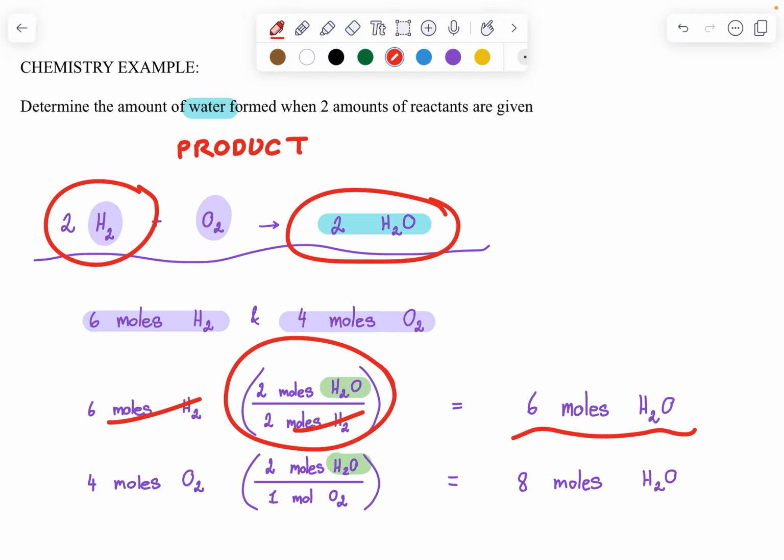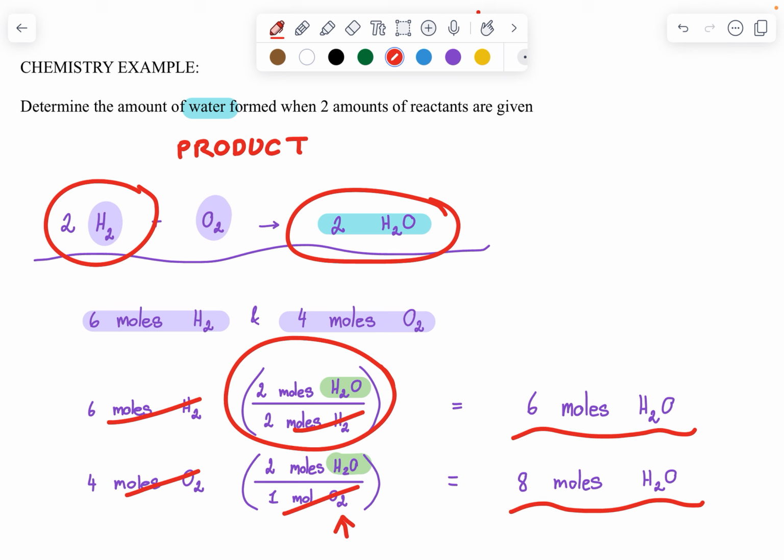Now we repeat this process. Remember, look at our balanced equation for this portion, the mole to mole ratio. And we can cancel our moles O2, and we're left with moles of H2O. That's what we're looking for. See, now that we have moles of H2O for both of them, now we can compare them.